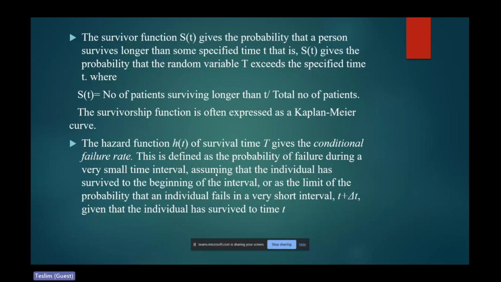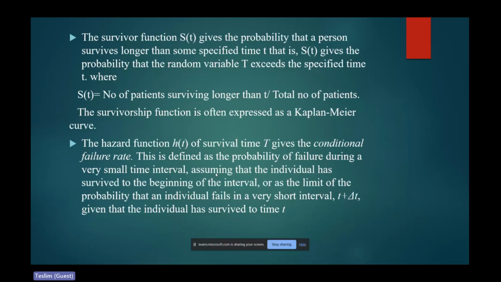For example, let me use those 10 rats as an example. The probability that the rat is going to fail before that 1 month period of testing: 1 minus the probability that that rat is going to fail, that is what we call the survivorship function. While the hazard function h(t) of survival times gives the conditional failure rate, this is defined as the probability of failure during a very small time interval, assuming that the individual has survived to the beginning of the interval, or as the limit of the probability that the individual fails in a very short interval.